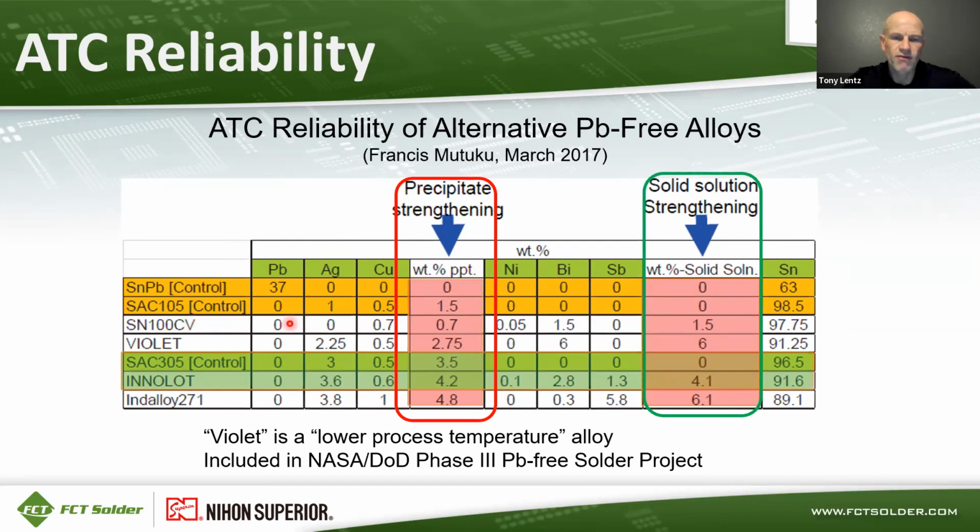Like SN100CV, for example, in the middle here has 0.7% by weight of a precipitate strengthening element, which is copper, and then 1.5% by weight of a solid solution strengthener, which is bismuth in this case. And so on. As you go down, like Inolot has about equal levels of precipitate strengthening elements and solid solution strengthening elements, as does Indalloy 271. It's got a little higher solid solution strengthening type effect. Violet is listed out here. That's a low process temperature alloy that was included in a NASA DoD project.